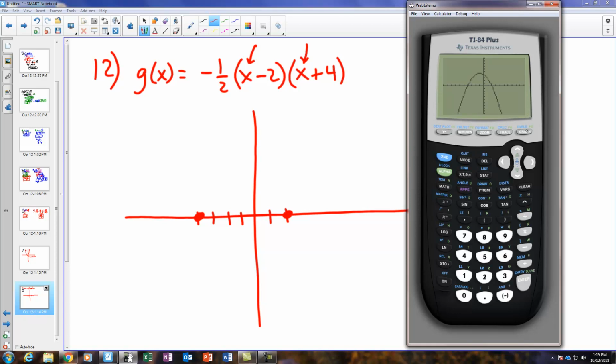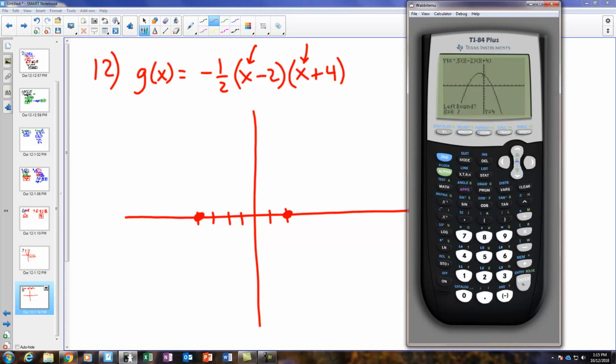I need the vertex. If I go to the table, I bet I can find it. In fact, it's in the same centered point. It's going to be at negative 1, 4.5. But let's talk about how we would find it another way. Let's go back to the graph. It looks like it's the top of the curve that I'm looking for. So when I go to second, trace, I would be looking for the maximum.